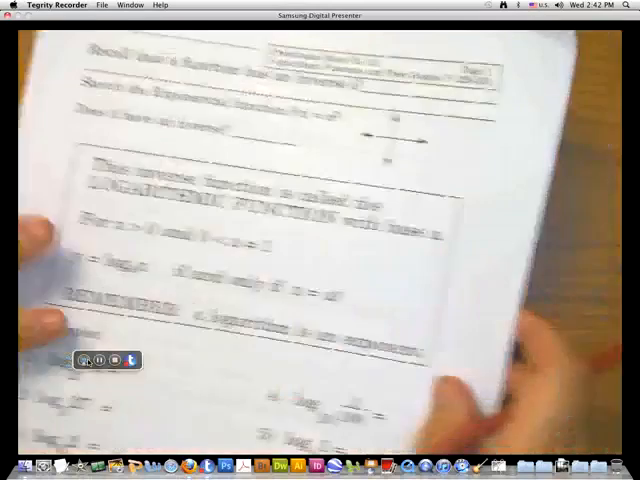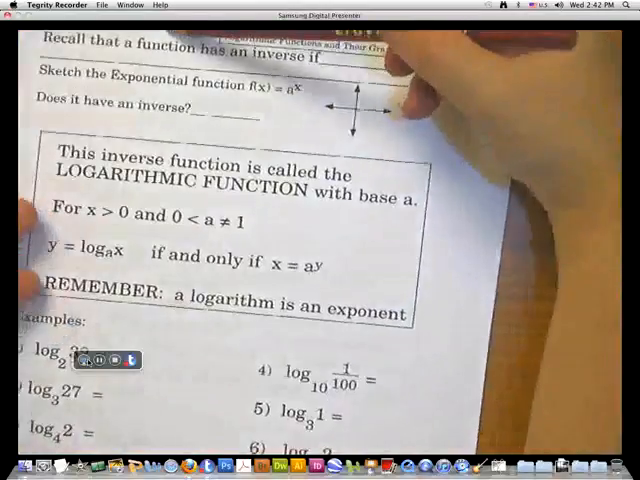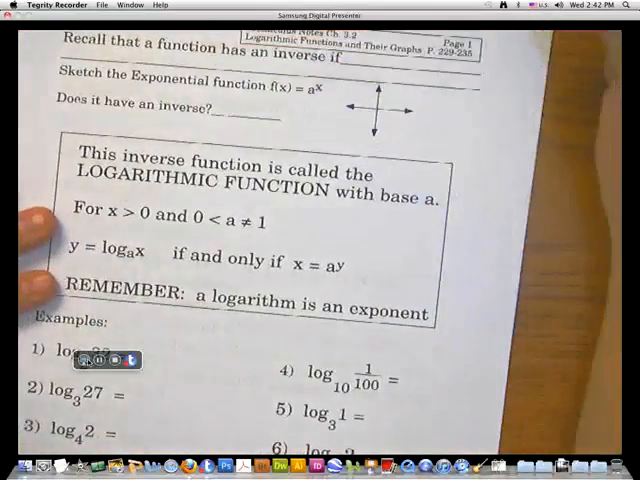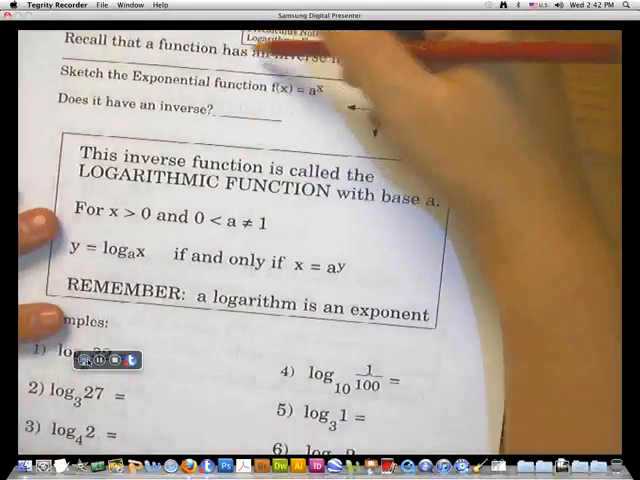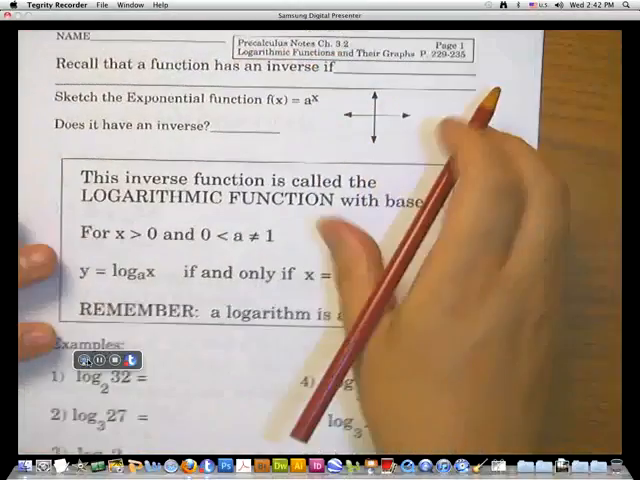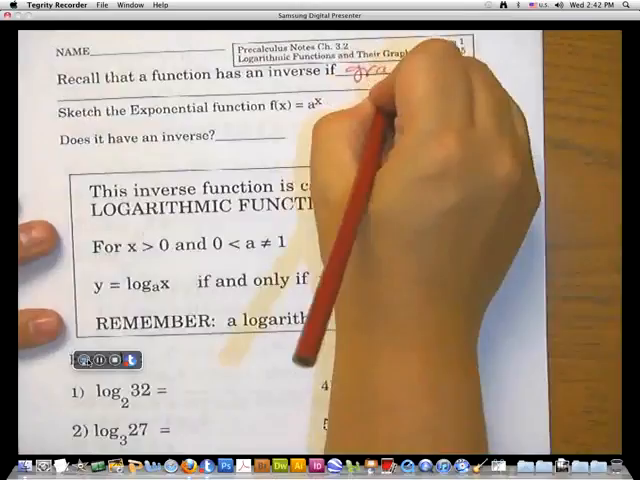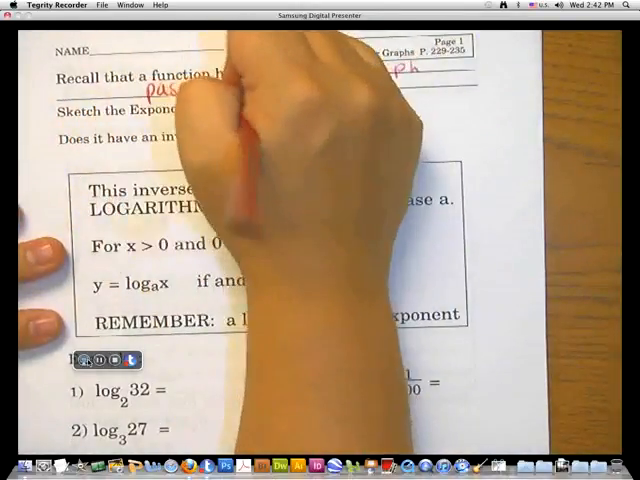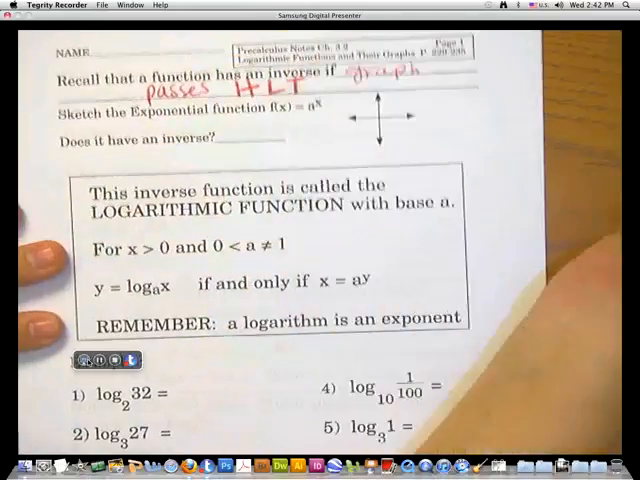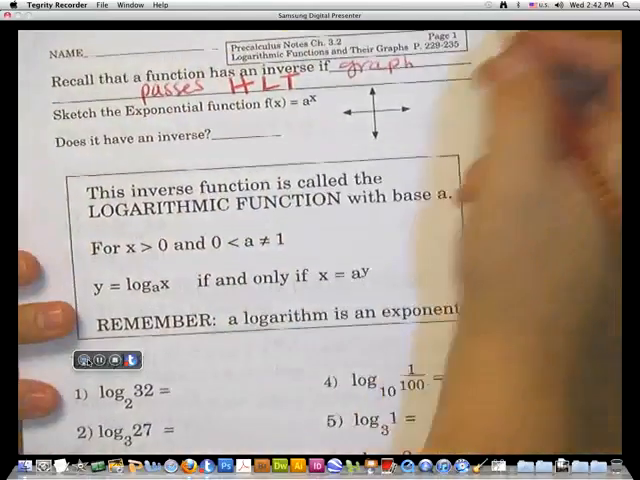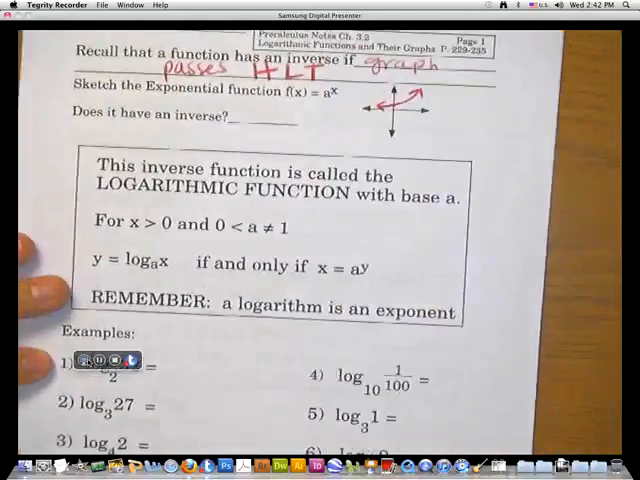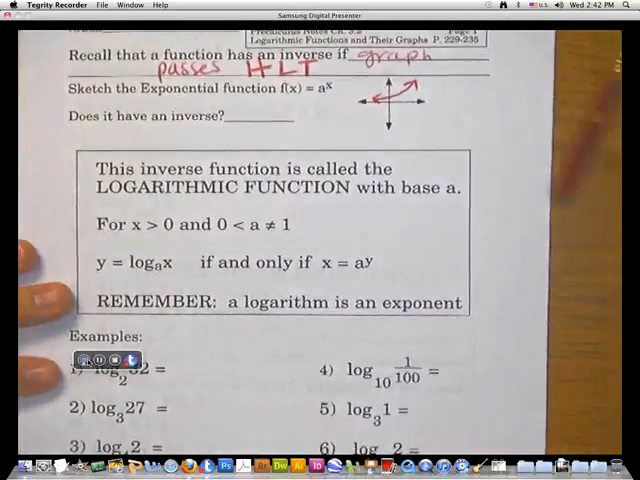3.2. All right, to go back to what a function is, it means it passes a vertical line test. So to know if a function has an inverse means that the original graph passes the horizontal line test. So here's an exponential function, and we talked about these in the last couple of sections.